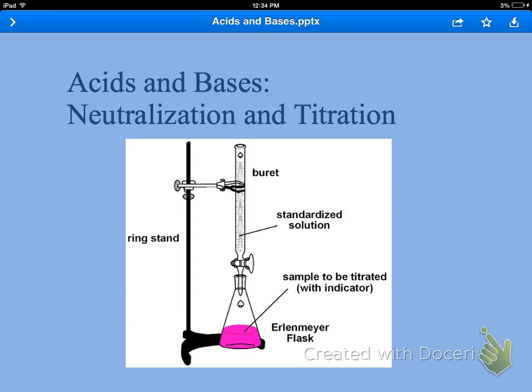In this video, we are going to discuss neutralization and titration. Neutralization is what happens when we mix an acid and a base. And titration is a type of reaction that does a neutralization. It's where we're going to use this glass tube, called a burette, to add one solution and figure out the concentration of an unknown solution. And that's a titration.